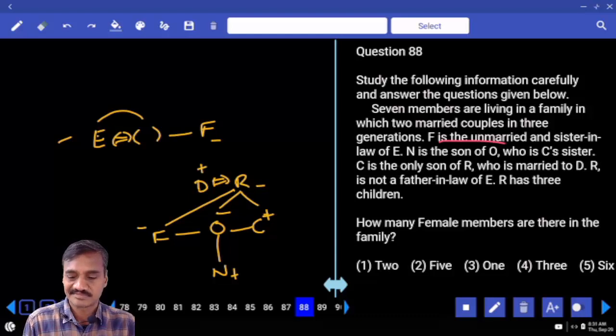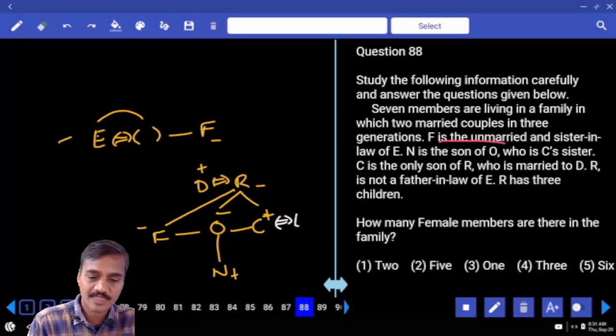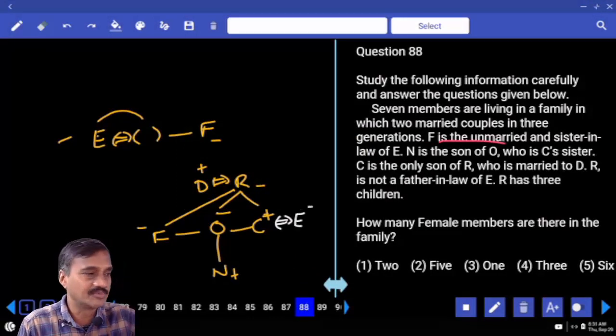Then, now how many female members are there in the family? And only 2 married couples are there in this one. Mother, if we take it like this, what is the problem for us? Even now it is only 2 married couples.